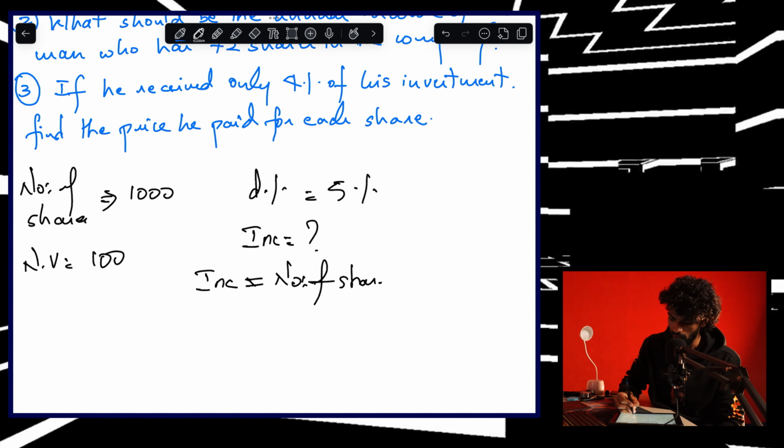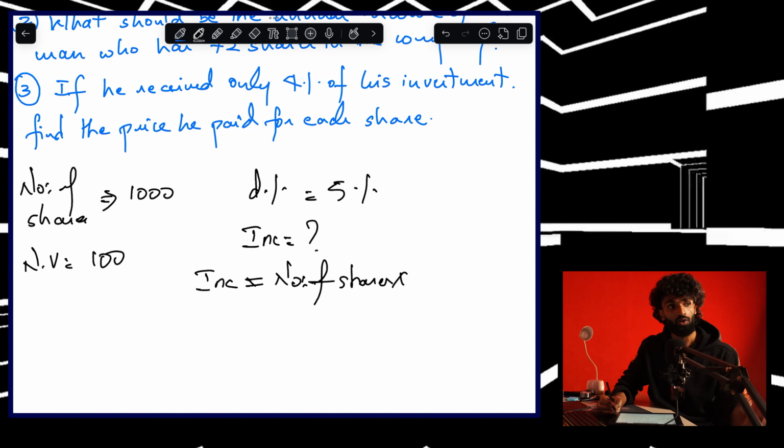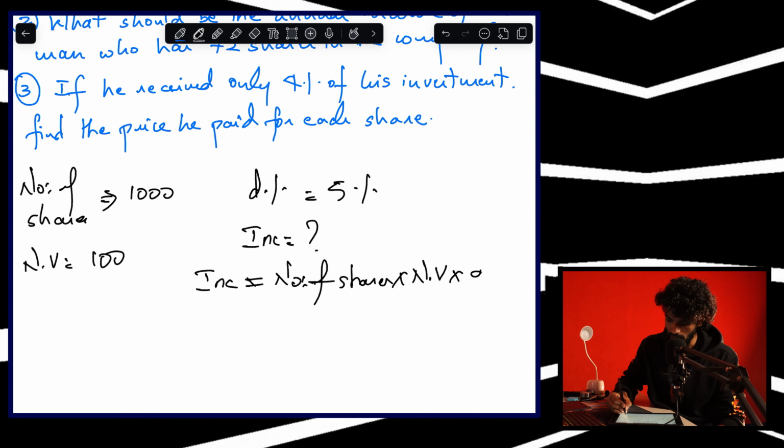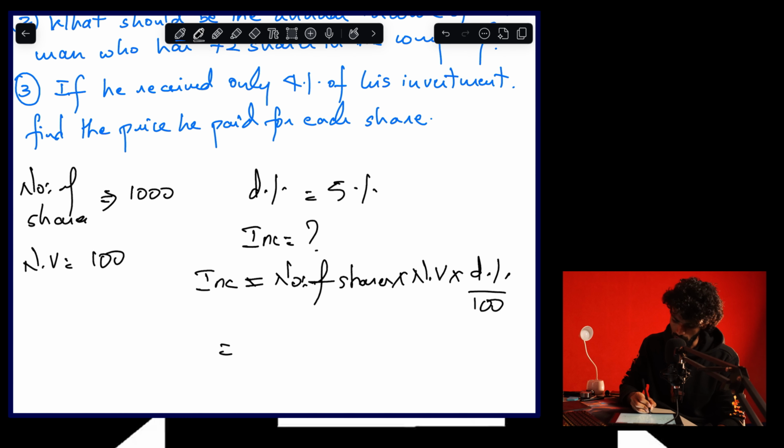Yes. Before that, I'll write the formula. Get used to it. In the previous case, I didn't know, therefore I wrote investment by market value. Number of shares into NV, because of direct dependence, into D percent by 100. Fortunately, I know all these things.